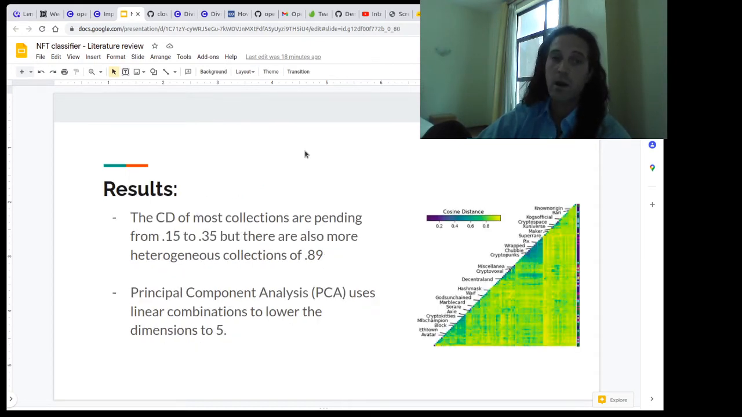As a result, most collections are showing a great clustering between NFTs, but there can also be heterogeneous collections. And a principal component analysis uses linear combinations to lower the dimension to 5, because the original analysis was treating a lot of dimensions, and actually there is a lot of redundancy that can be simplified using PCA.